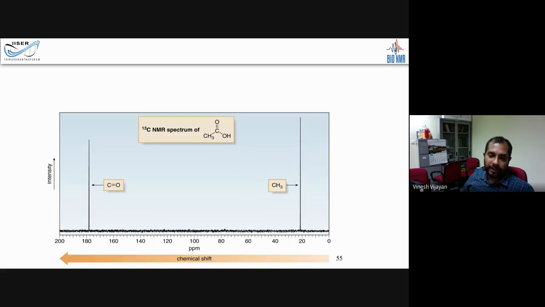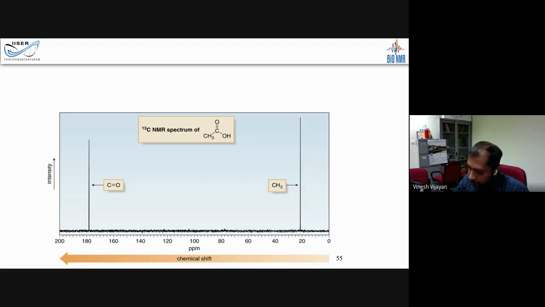Now we come to carbon-13 NMR. This is, I think, acetic acid. You see, carbon has this thing. Okay, I have to be fast.